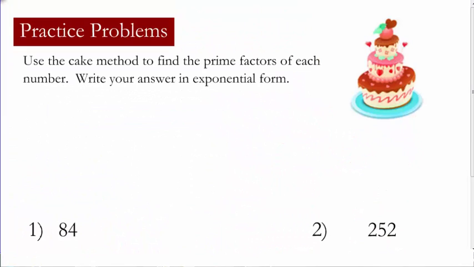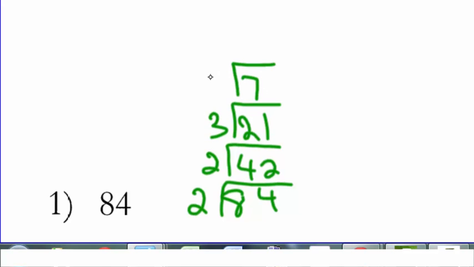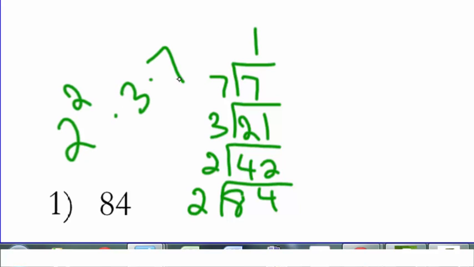Alright, here are a couple problems for you to practice on your own. Find the prime factors of 84 and express that in exponential form. Alright, well, I'm going to use 2. 2 goes into 84 42 times. I'm going to use 2 again. 2 goes into 42 21 times. 2 won't go into 21, but 3 will. 3 will go in 7 times. And 7 goes into 7 once. So the prime factors of 84 in exponential form are 2 squared times 3 times 7.